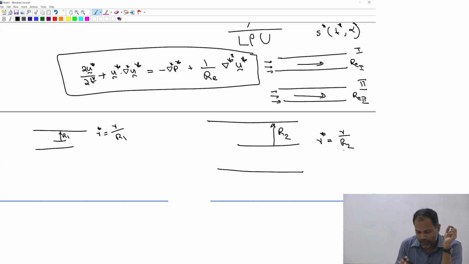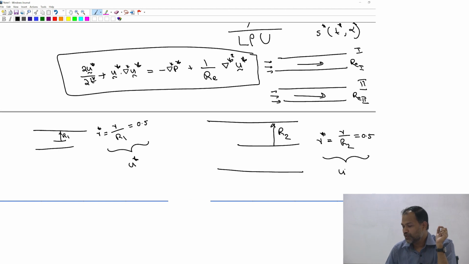Here, you mean the one on the left hand side and the one on the right hand side. So let's say you are looking at a point R star equal to 0.5. Here also you are looking at a point R star equal to 0.5. Your equations would give you a U star here, and here it will give you a U star. The U star on the left hand side and the U star on the right hand side is going to be the same.